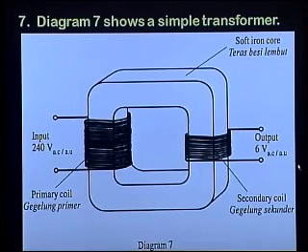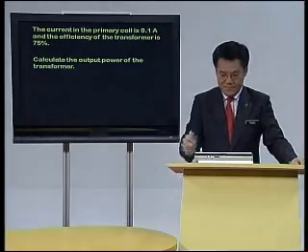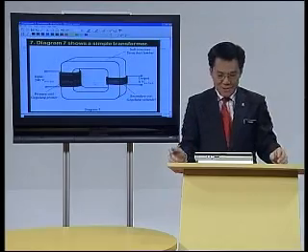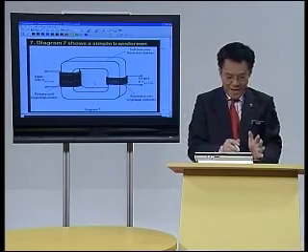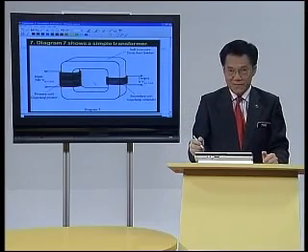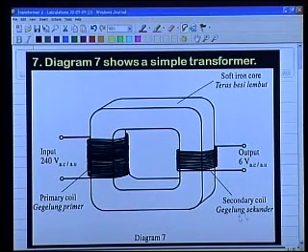Let us look at the question now, the second part of the question. The current in the primary coil is 0.1 ampere, and the efficiency of the transformer is 75%. Calculate the output power of the transformer. Are you ready to do your writing now? Now once again, we look at this transformer diagram and we want to tackle the question. We want to calculate what is the power on the output, on the secondary coil.